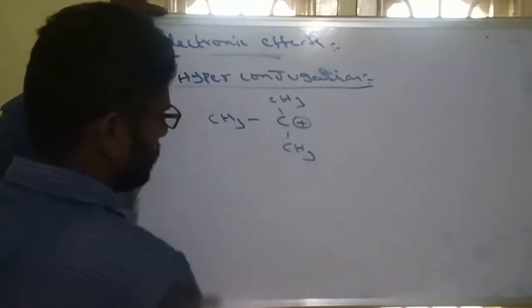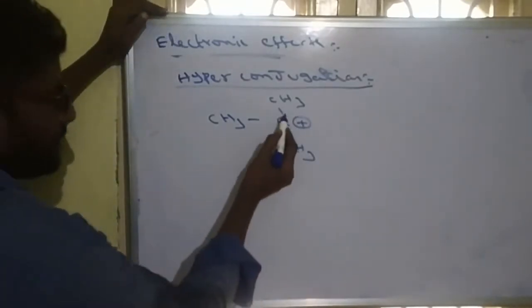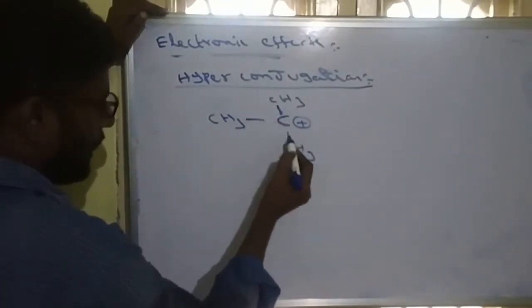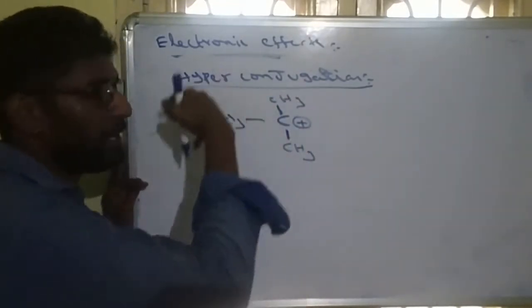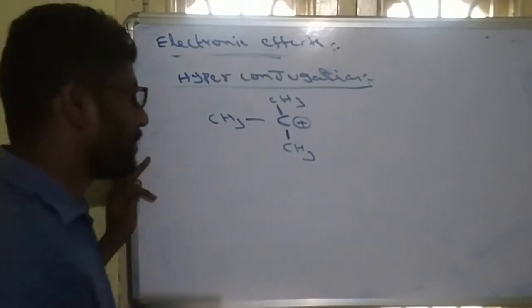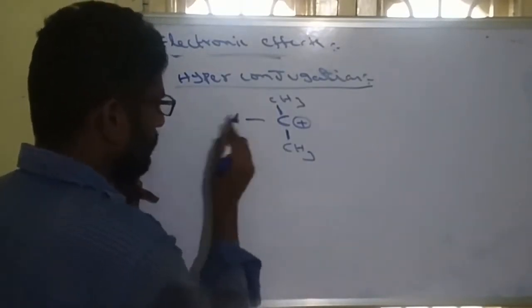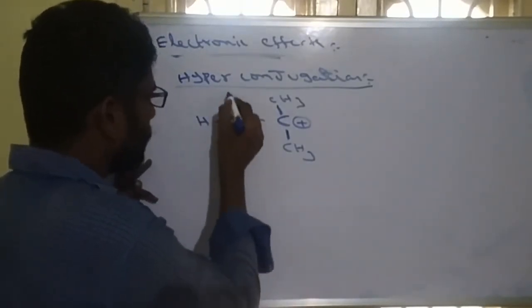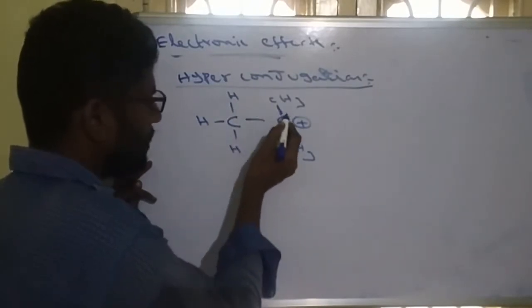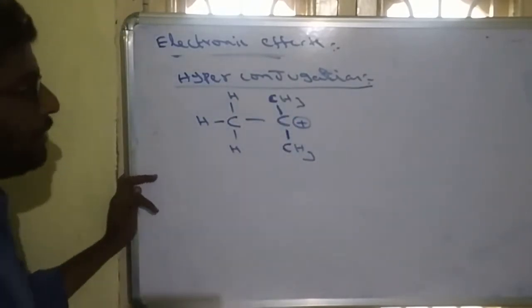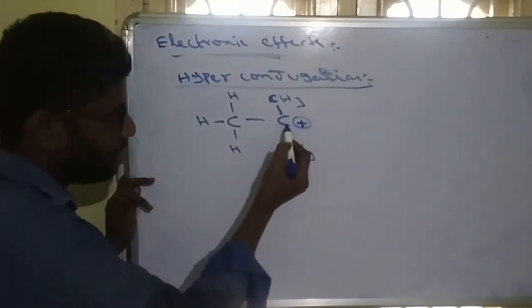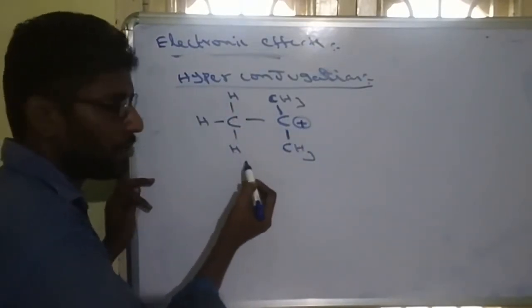I am taking CH3 positive. So on this carbon positive, there are 3 alkyl groups. So this molecule exhibits hyperconjugation. What does hyperconjugation mean? See this, it has 3 hydrogens. This carbon also has 3 hydrogens, this carbon also has 3 hydrogens. But here the charge is positive, and an adjacent methyl group is there.